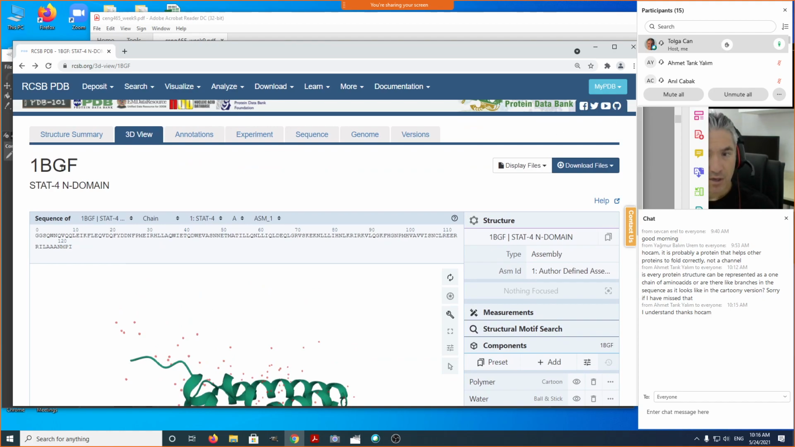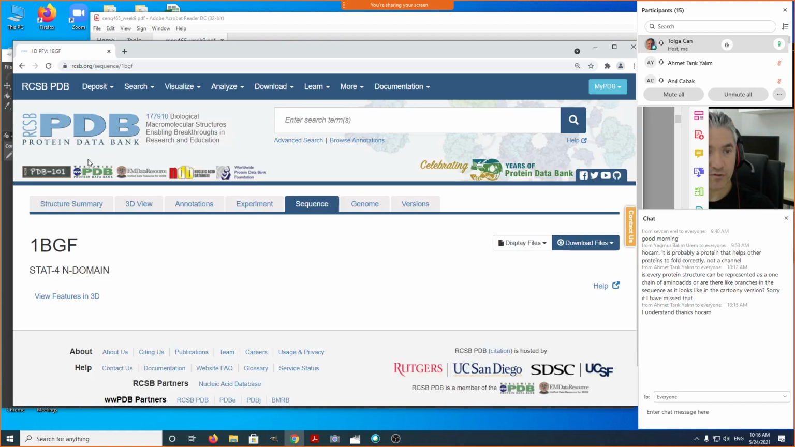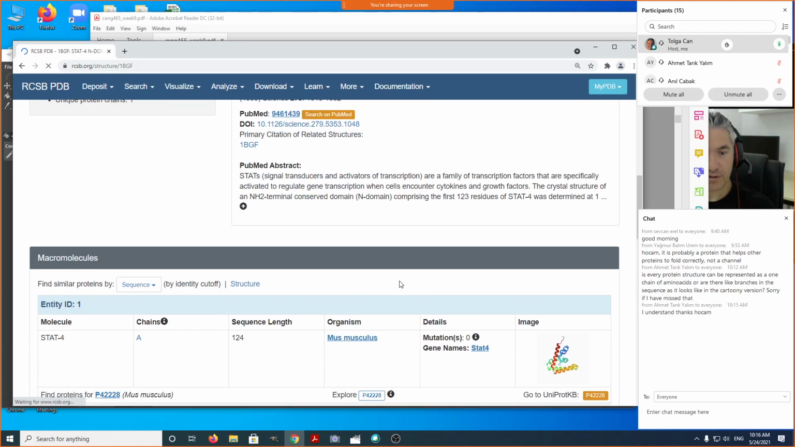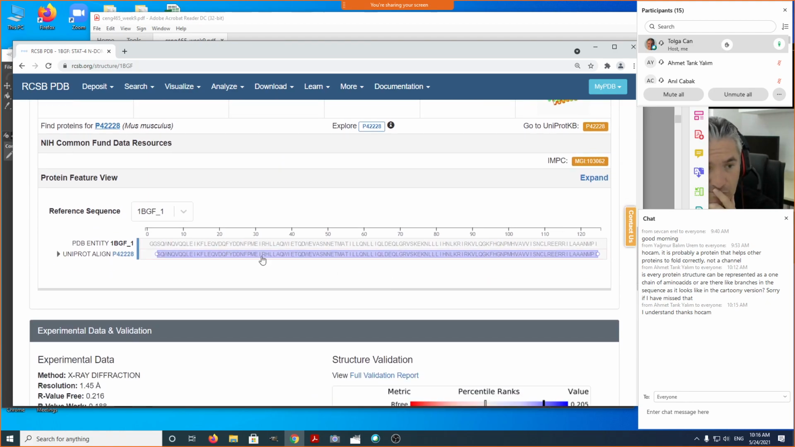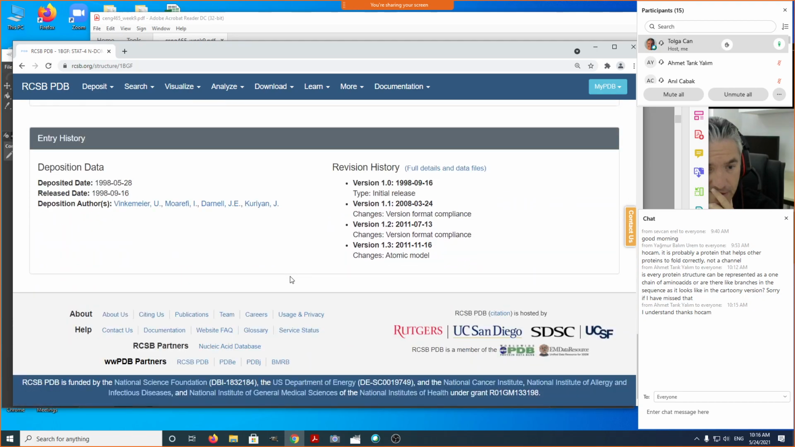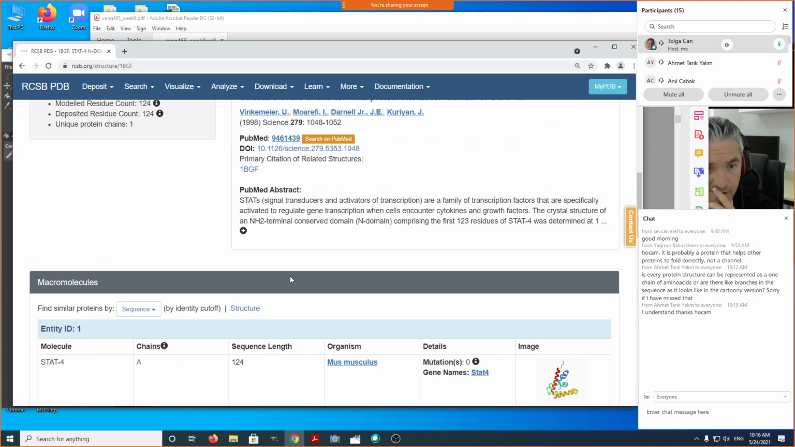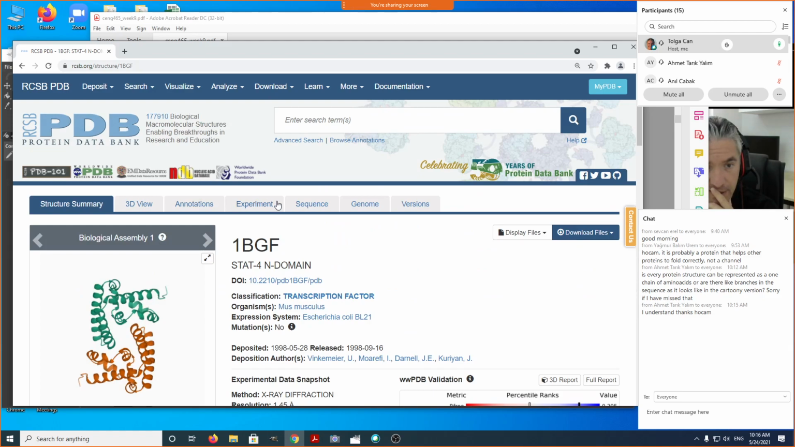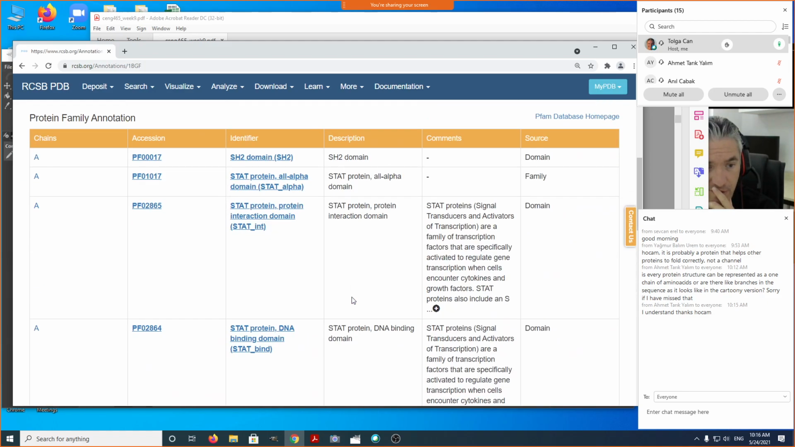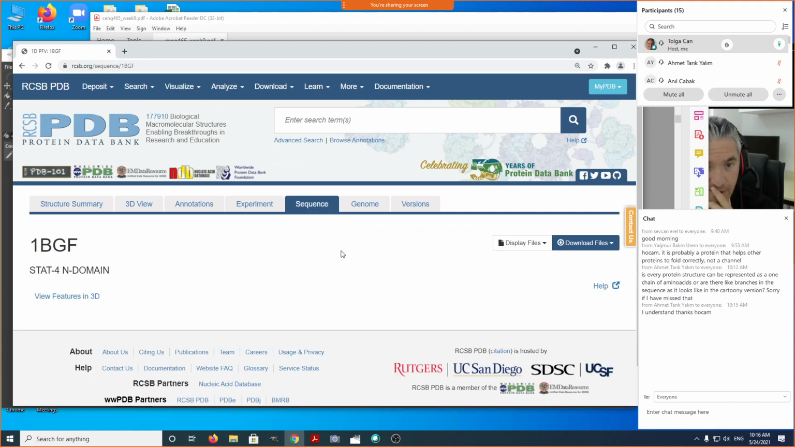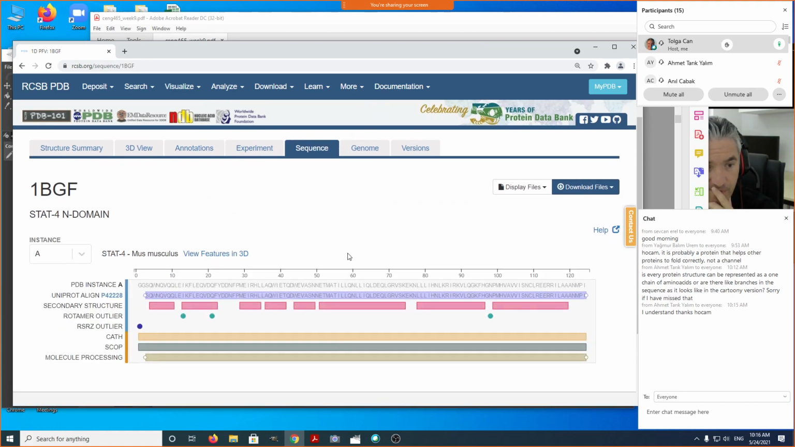Let me display the file, the sequence. Yeah, let me go to the structure summary. I think it will be in the structure summary. Yeah, look at this. This is an alignment, not here, the secondary structure. Secondary structure may be in the sequence part, or maybe in annotations. No, annotations are functional annotations. When you look at the sequence information, this is our PDB amino acid sequence. And it says secondary structure here.